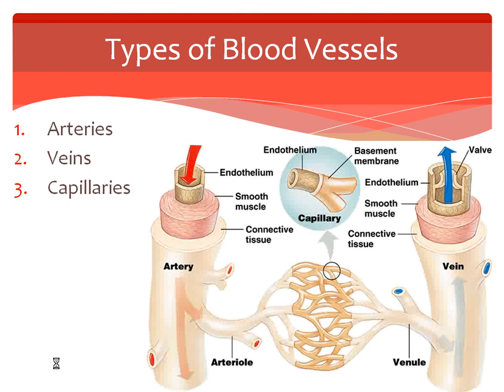There actually are some other blood vessels in between. You can see in this picture there are these things called arterioles and venules. We'll talk about them. They're really just smaller arteries and smaller veins, to be honest. But we're going to look at some of the similarities and differences between these types of blood vessels.